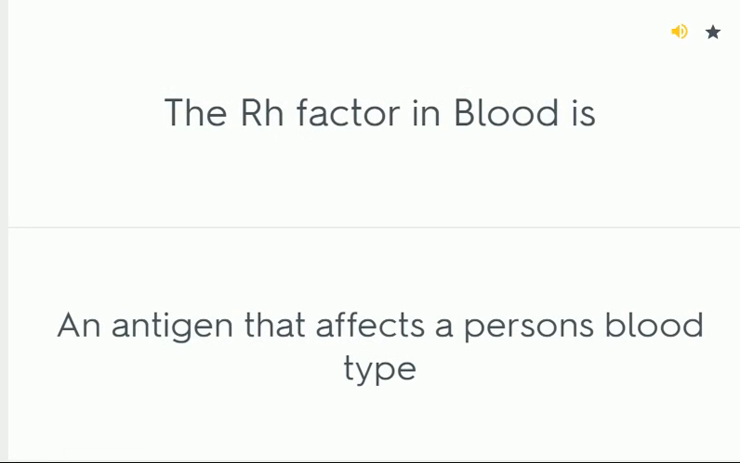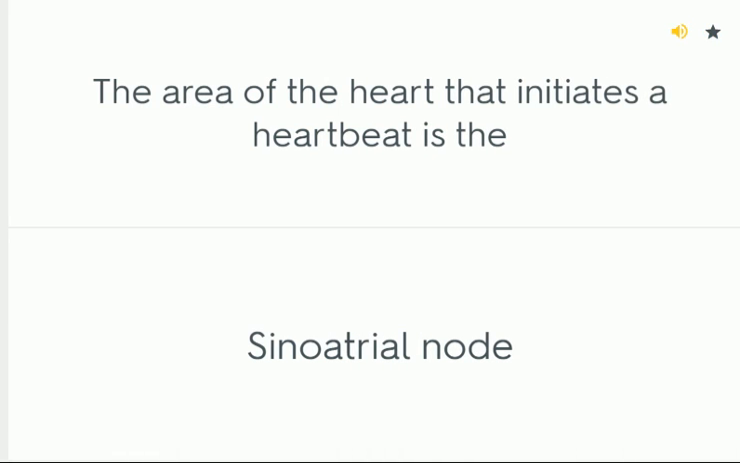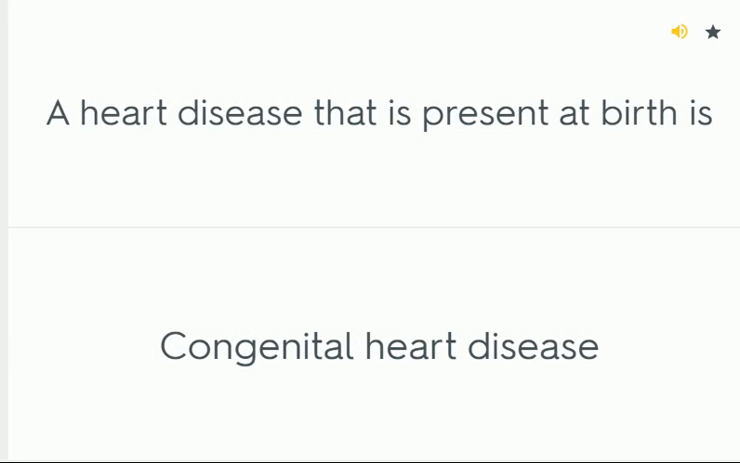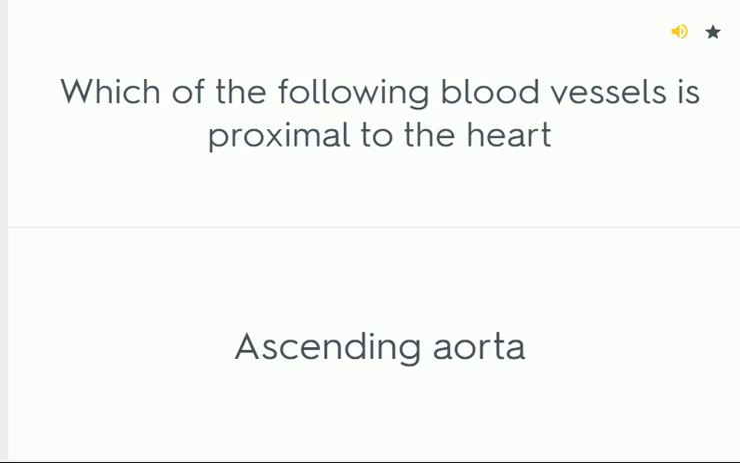The Rh factor in blood is an antigen that affects a person's blood type. The area of the heart that initiates a heartbeat is the sinoatrial node. A heart disease that is present at birth is congenital heart disease. Which of the following blood vessels is proximal to the heart? Ascending aorta.